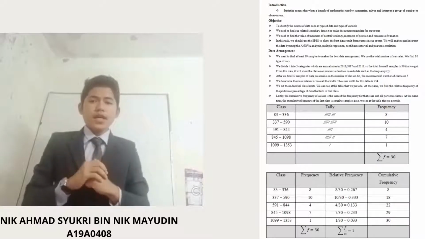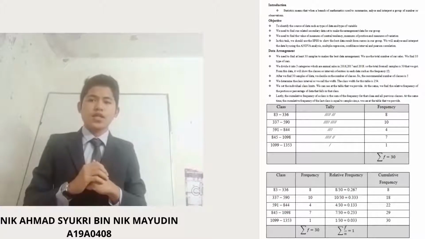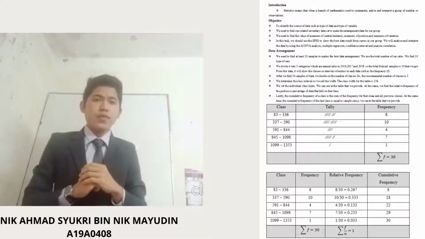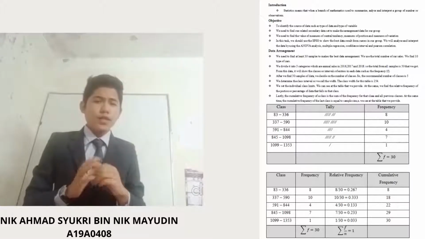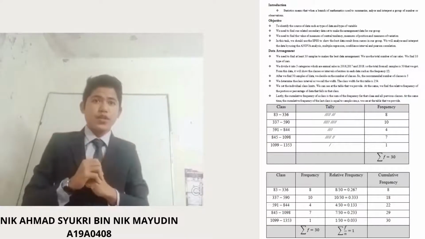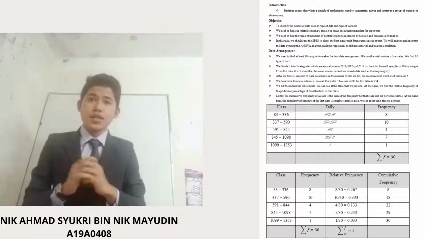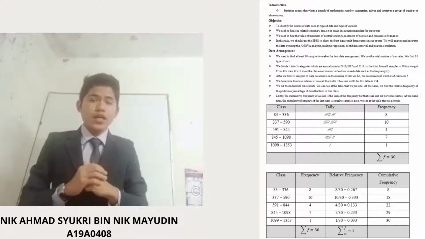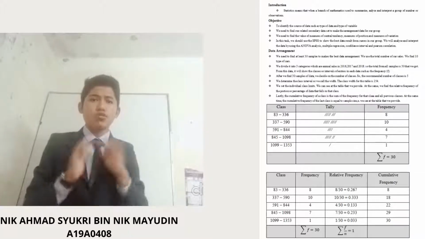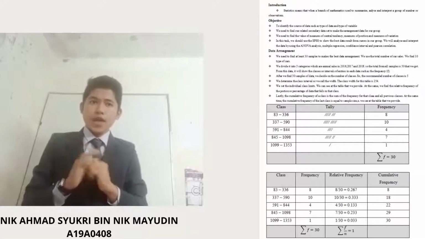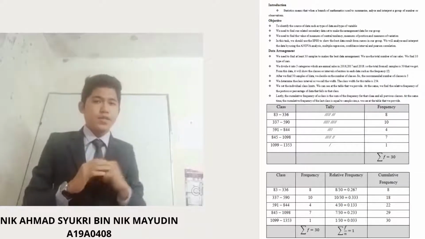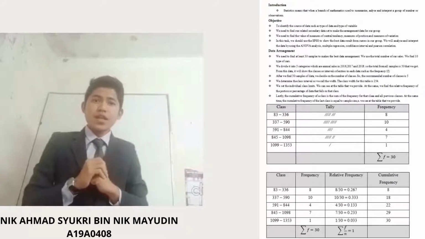From this data, it will show the classes of intervals of entries in each data, such as the frequency. After we found 30 samples of data, we decided on the number of classes. So, the recommended number of classes is 5. Next, we determine the class interval, or what we call the width. The class width for this table is 254. After that, we set the individual class limits. We can see it in the table that we provided.